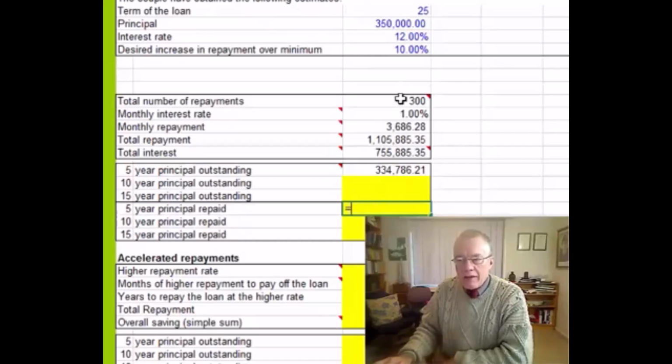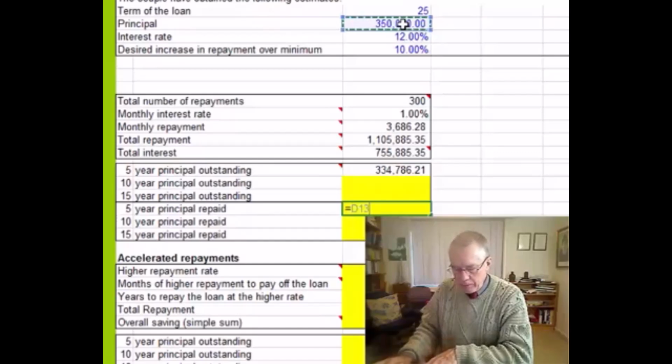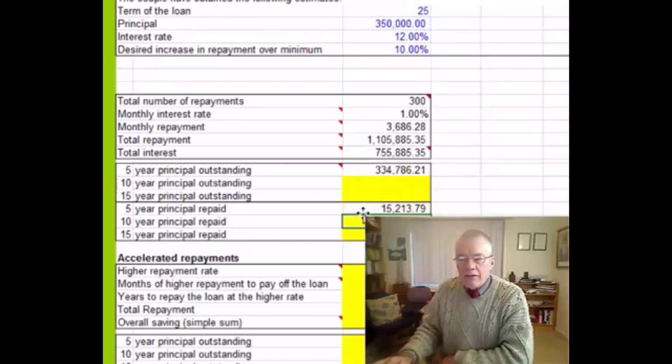If I want to calculate how much repayment I've actually made, how much principal I've repaid, I can simply subtract from my original principal the principal at the end of 5 years. And so I've worked out that in 5 years of paying off my loan, I've paid off $15,000. And if you look at that and see that each month I've been repaying about $3,500, so in other words, in about 5 months' time, I have summed up more than that. You can understand why people often say that in the early parts of a loan, you're really paying little more than interest.